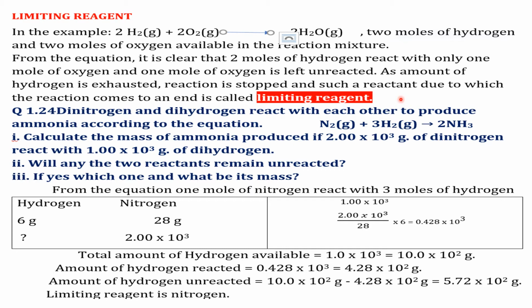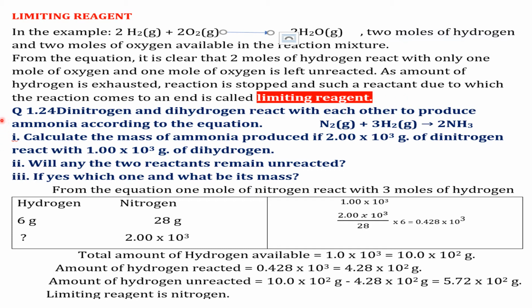So, the limiting reagent depends on the amount of substance present. Suppose in the same reaction, 1 mole of oxygen and 1 mole of hydrogen are taken, then also hydrogen is the limiting reagent. On the other hand, if we take 2 moles of hydrogen and half mole of oxygen, then because the oxygen is exhausted, the reaction comes to an end. Therefore, oxygen becomes the limiting reagent.